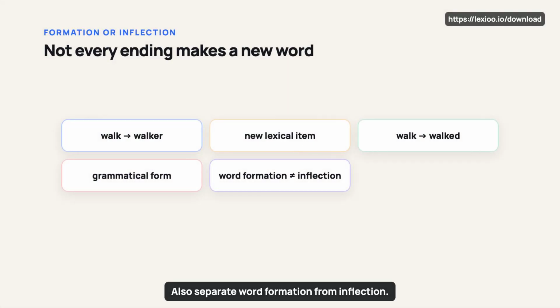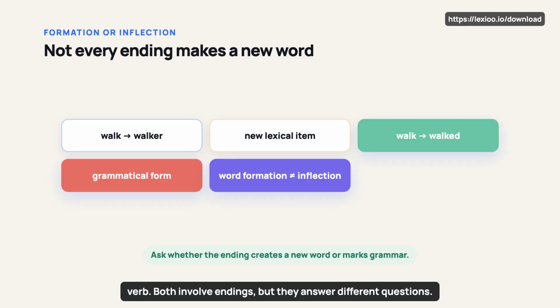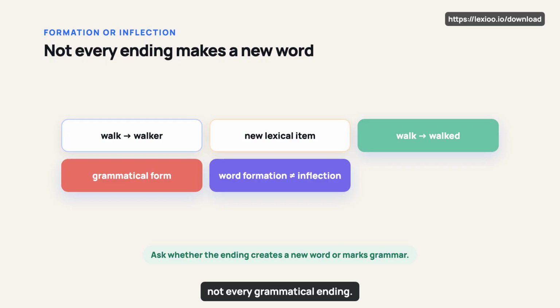Also, separate word formation from inflection. Walk and walker are different lexical items. The suffix creates a noun for a person. Walk and walked are grammatical forms of the same verb. Both involve endings, but they answer different questions. This course follows new words and new word class uses, not every grammatical ending.